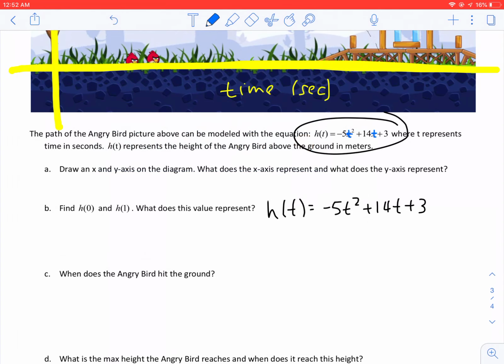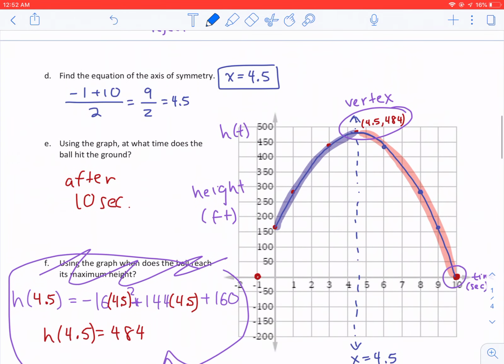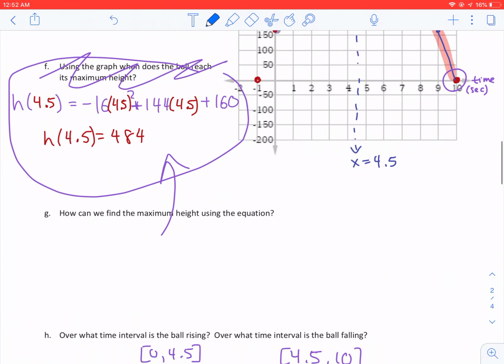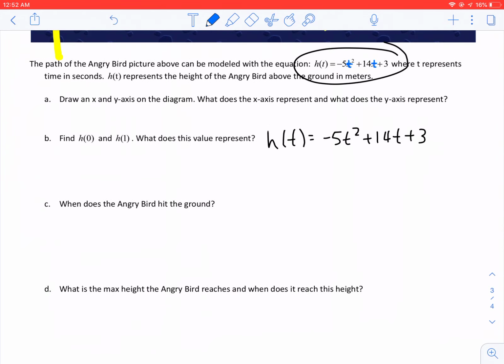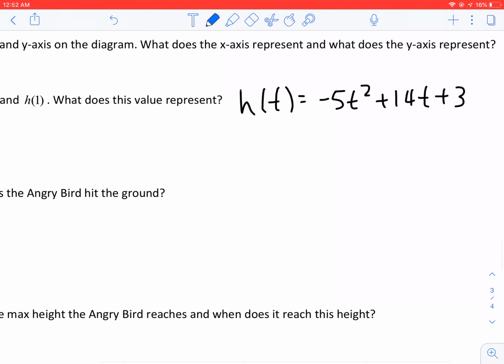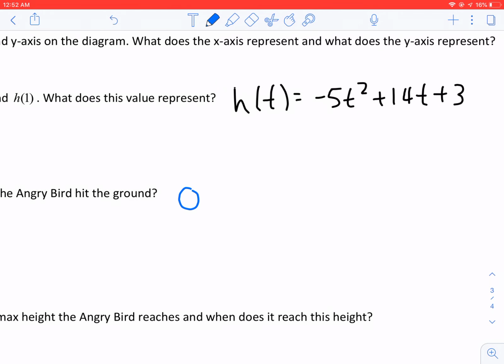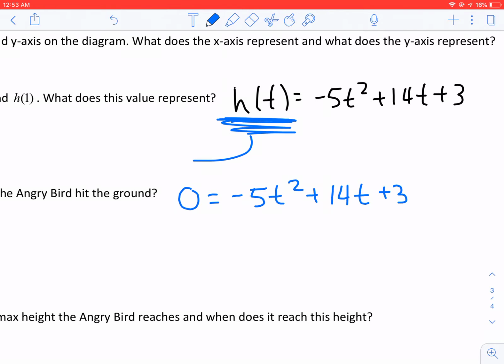Alright, and when does the angry bird hit the ground? Same as above with this one. We wanted to find where it hit the ground. We were looking for the 0. So if I'm looking for the 0 here, this one's a little more challenging, which is why I wanted to get you guys started with this one. That means I want to solve this equation. When does it hit the ground? When is the height, h of t, going to be 0?